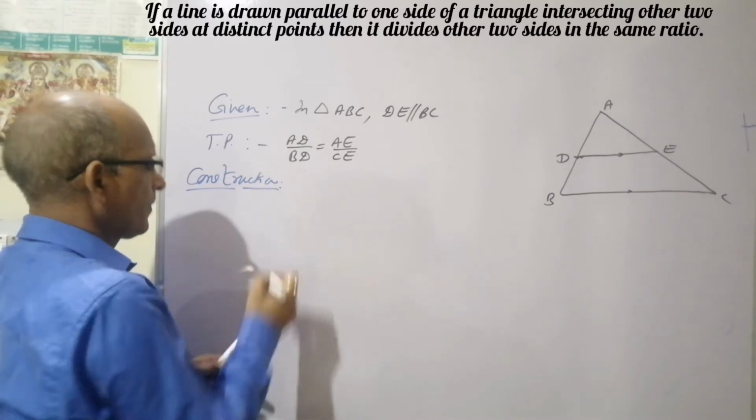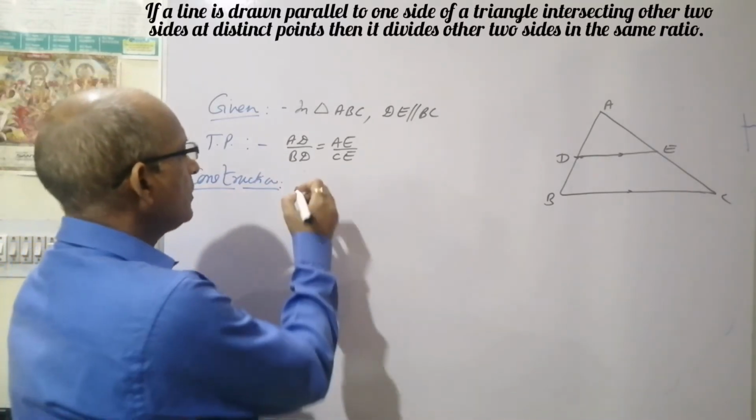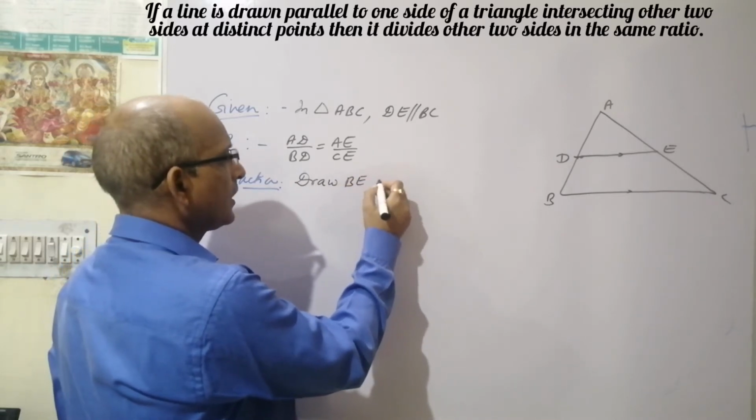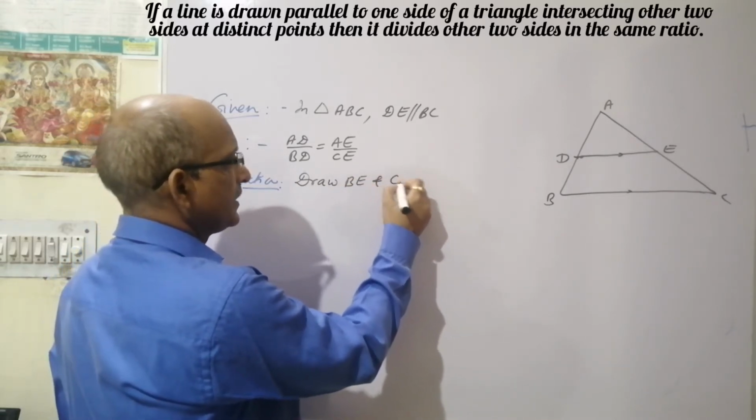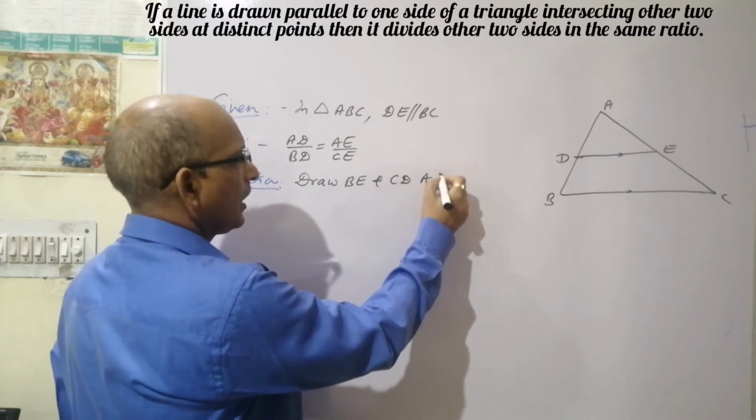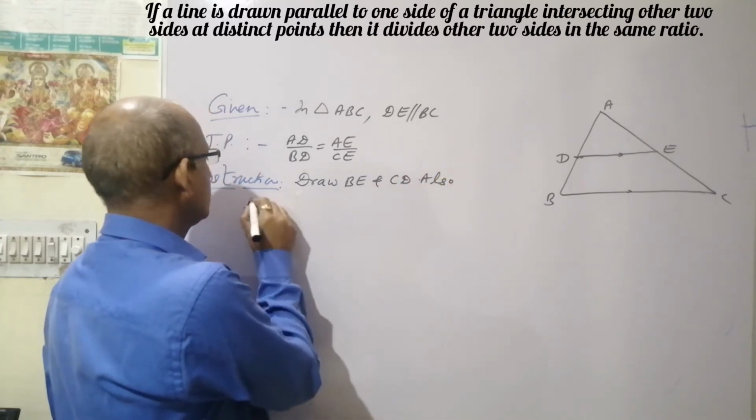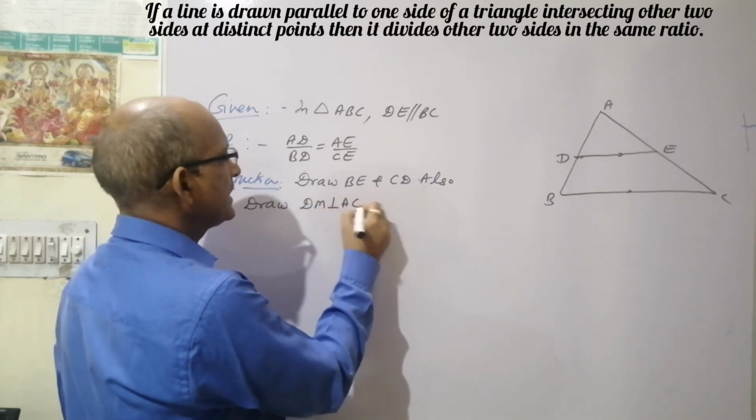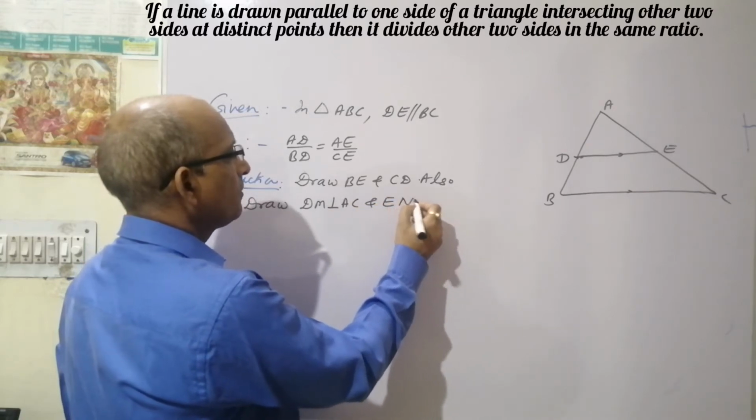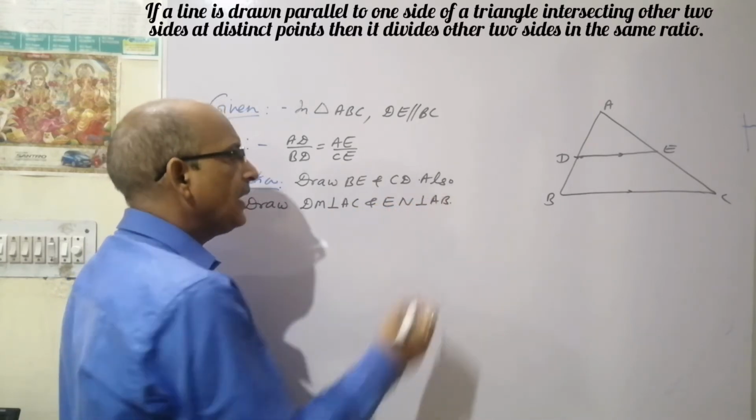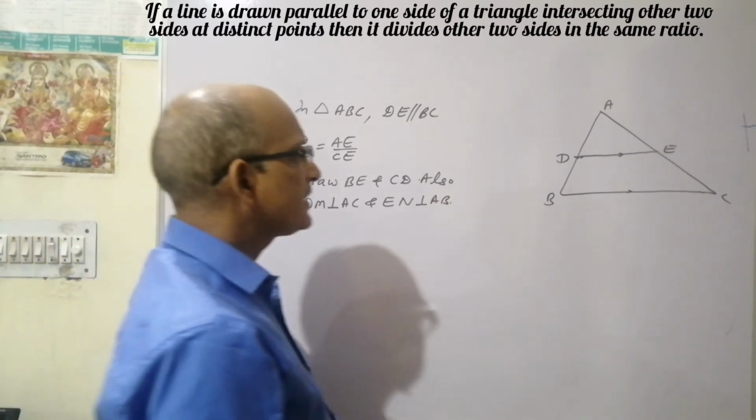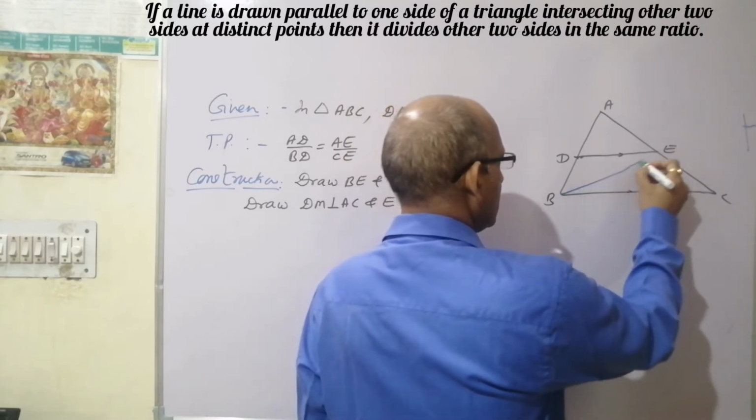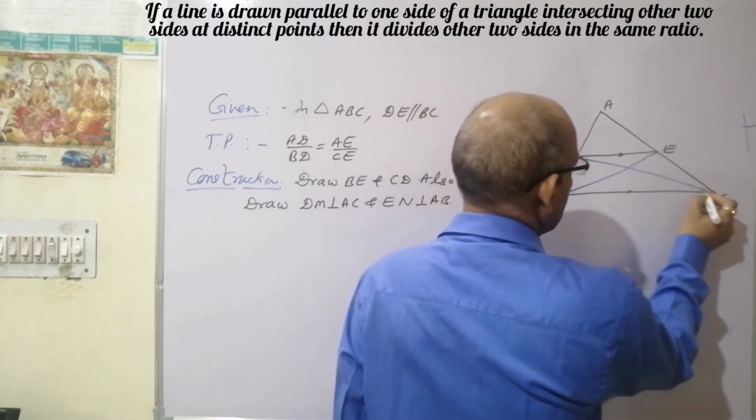That is, draw BE and CD. Also draw DM perpendicular to AC and EN perpendicular to AB. We have to draw this also. So what is said here is that we have to join B to E and D to C.